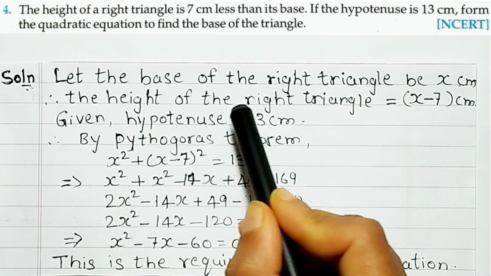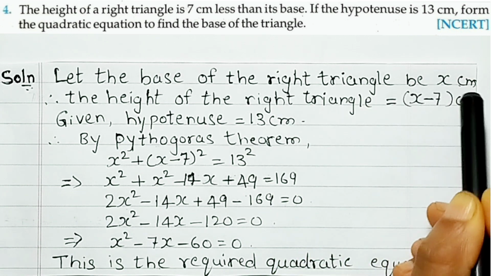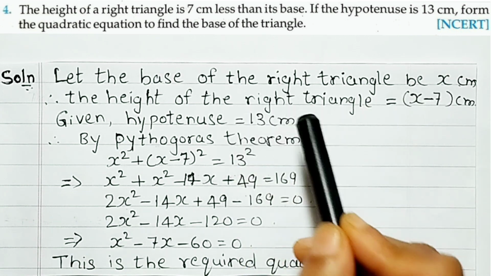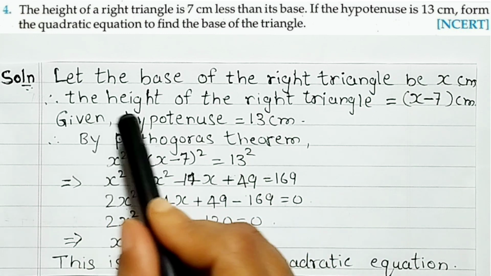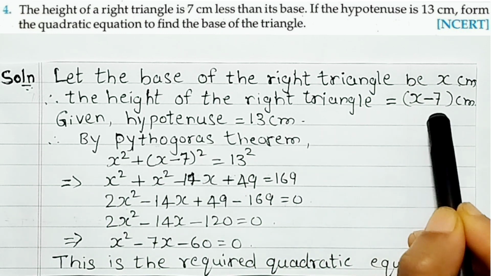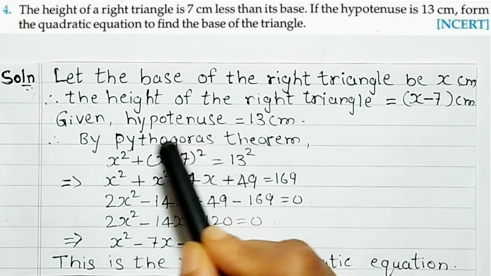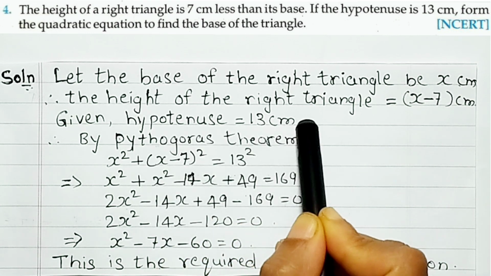Solution. Let the base of the right triangle be x centimeters. Given in the question, the height of the right triangle is 7 cm less than the base. Therefore, the height of the right triangle is x − 7 cm. Given the hypotenuse is 13 cm.